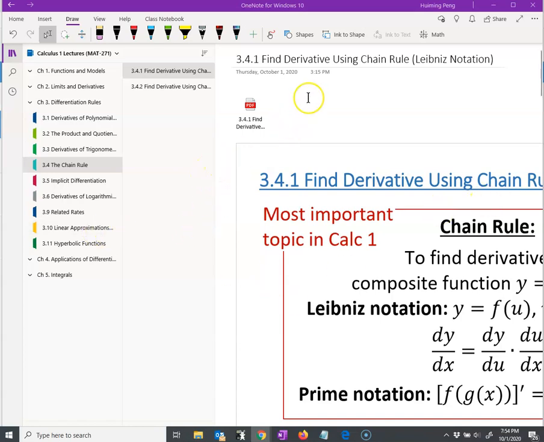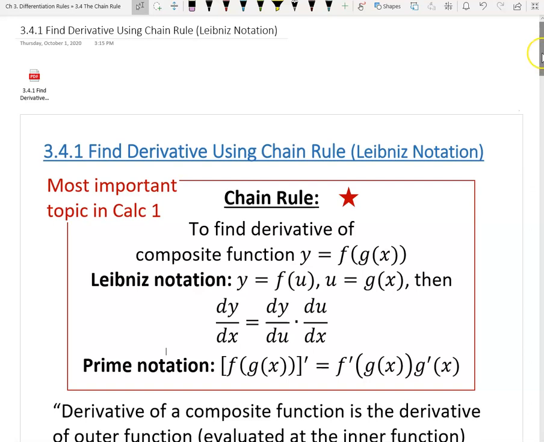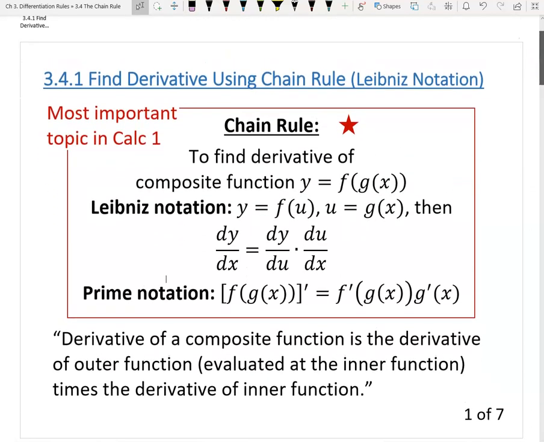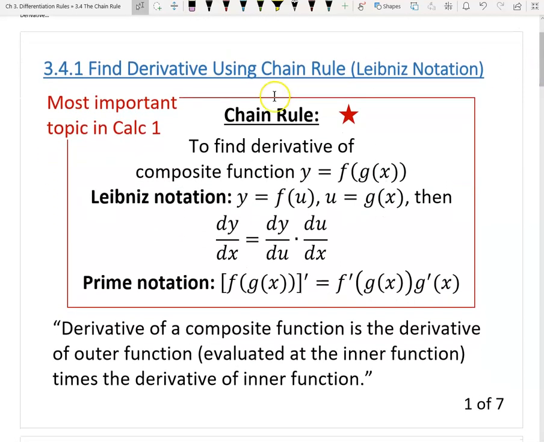In this video, we are going to deal with the chain rule, which is probably the most important topic in Calc 1. Let's see the material. First, I will introduce what the chain rule is, and I will give you a proof as well. Then we have 3 problems, 3 questions to practice together.